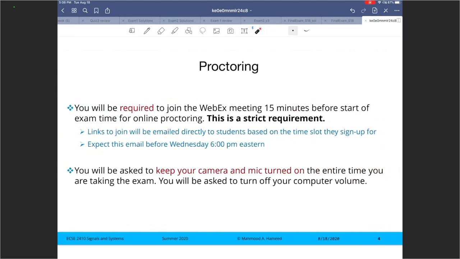Proctoring, just the same way as exam 1 and 2. You will be required to join the WebEx meeting, to which you will get the link tomorrow. You will be required to join the meeting a few minutes before the start of exam time. I recommend you join 15 minutes before the start, so that you can get set up and resolve any last minute issues that you may encounter. Get settled down 15 minutes before. Links will be emailed tomorrow for the time slot you sign up for.